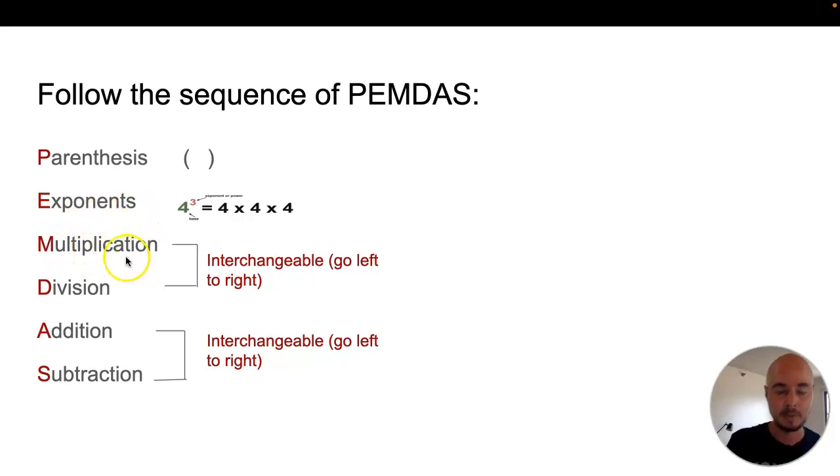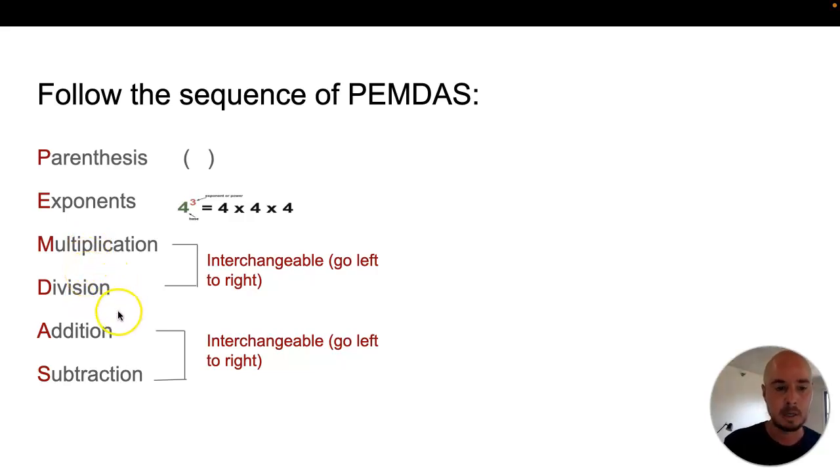Multiplication is next, and something that's very important to follow along here is that multiplication and division, along with addition and subtraction, are interchangeable. And so if you get to the point in a problem where there's only multiplication and division left, even if division takes place first, in PEMDAS, it looks like you would go to division after multiplication, but when there's only multiplication and division left, you start from left to right. They are interchangeable. One more time, multiplication and division are interchangeable.